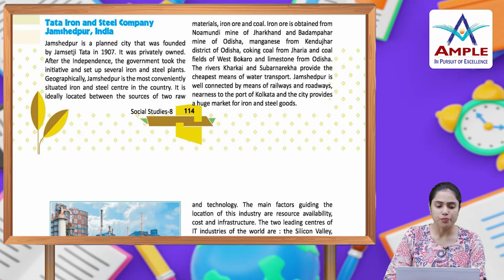Tata Iron and Steel Company, Jamshedpur, India. Jamshedpur is a planned city that was founded by Jamsetji Tata in 1907.